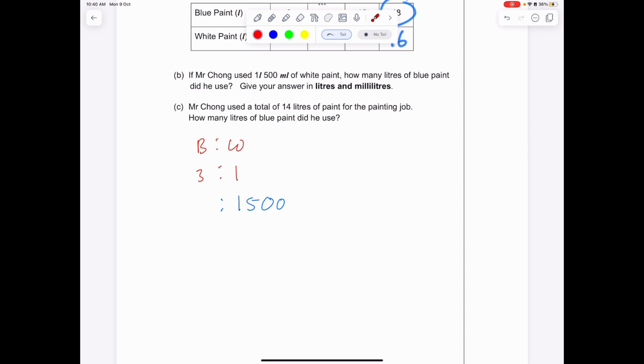so you know that the ratio is always blue is 3 times of white. So if white is 1500, then you need to multiply this side by 3. Correct? So what is 1500 times 3? So 1500 times 3 is actually 4500 ml.